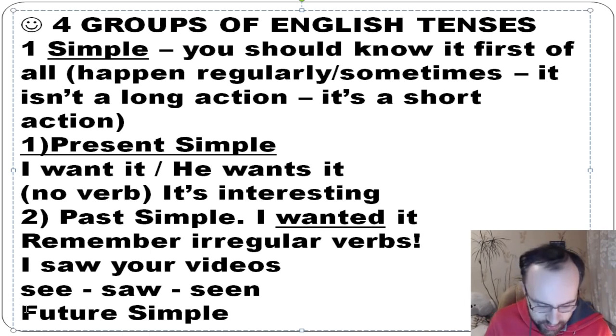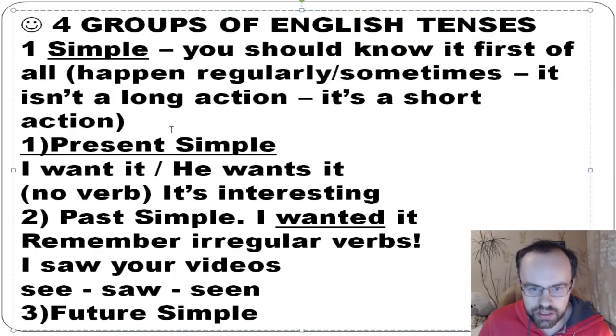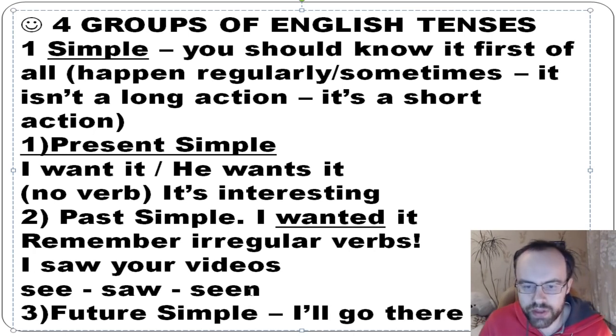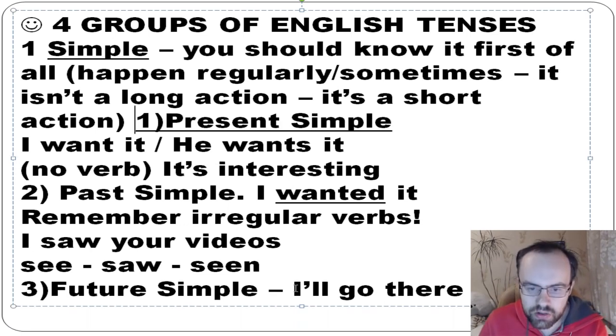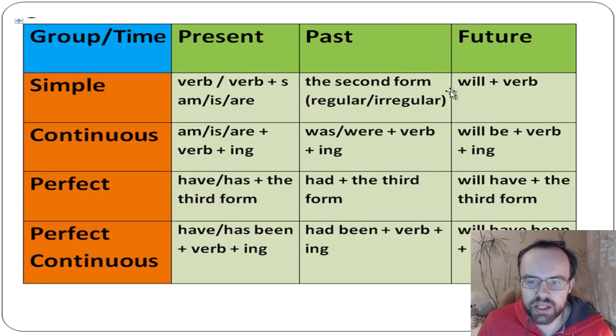So future simple, it's very easy to form this tense. You see, will plus verb. Let me give you one example: I'll go there, or I will go there. Will is the full form, and 'll is the short form. So you see, it's very easy.